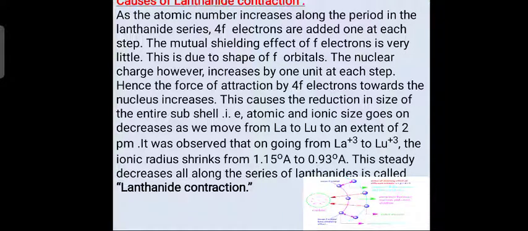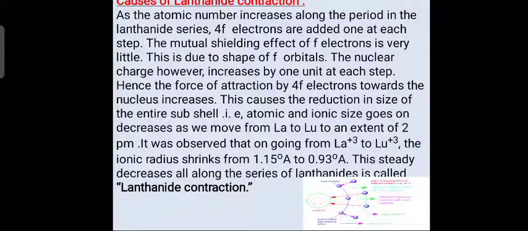Because these are the 4f and 5f series, right? Lanthanides are the 4f series, actinoids are the 5f series. So electrons are being added to the 4f orbital in lanthanides, similarly to the 5f series in actinides. The mutual shielding effect of f electrons is very little.